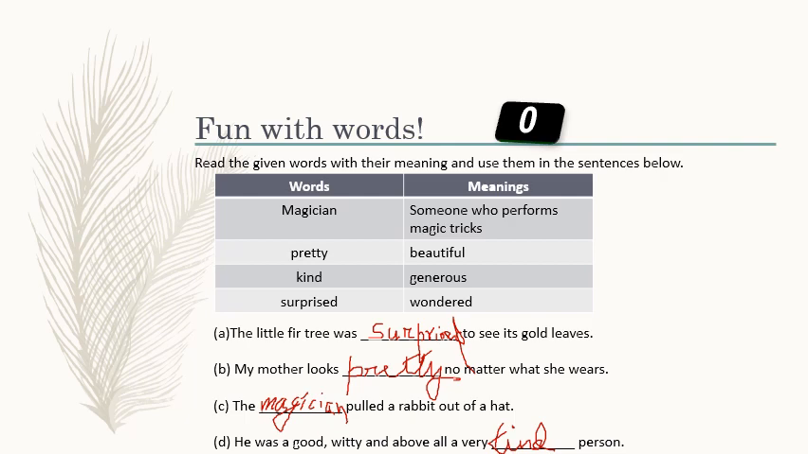So, those who have done it correctly, wonderful, and those in case not, don't worry, you just need to look into these words carefully.